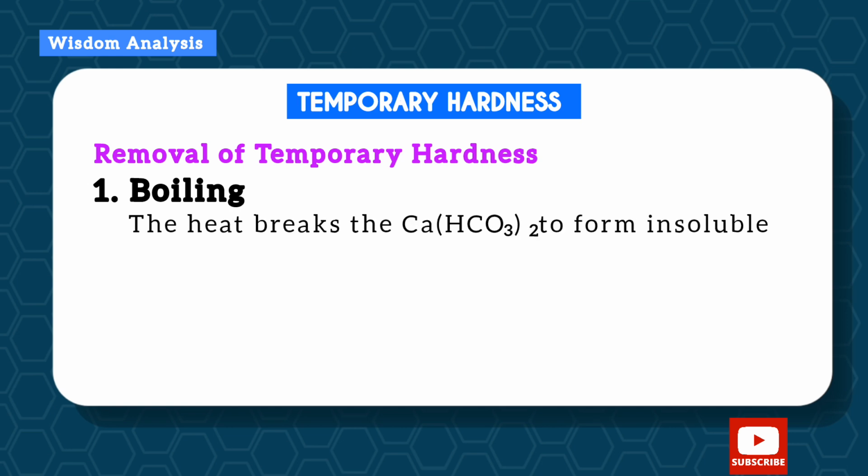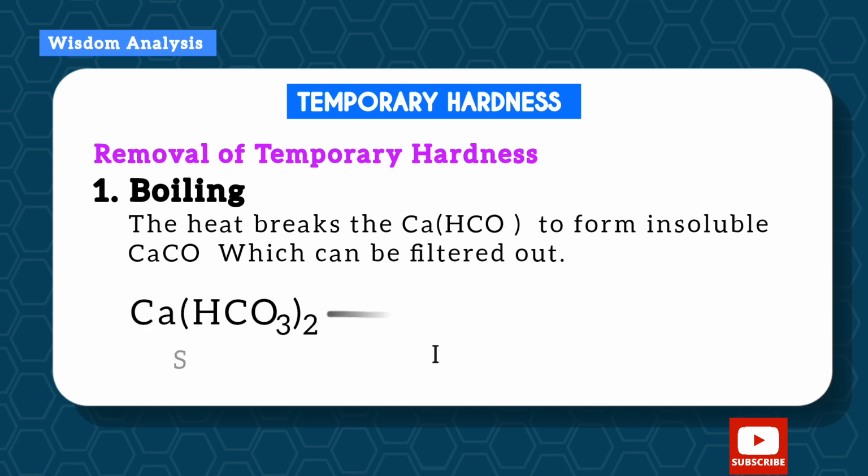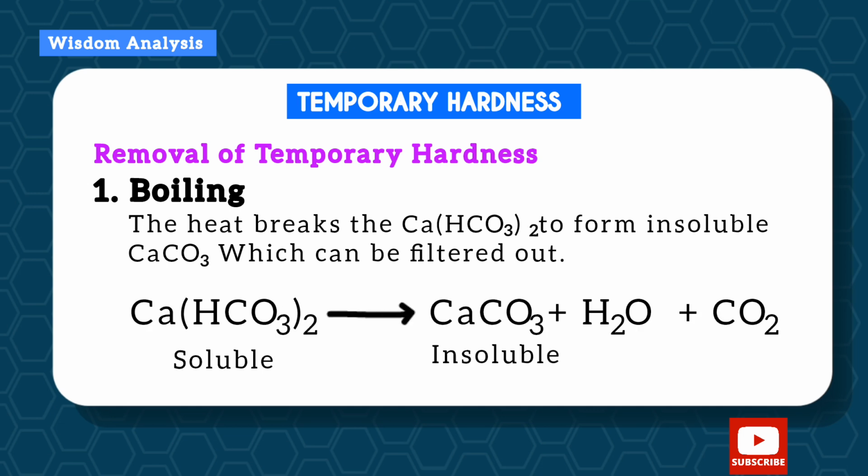Now when we boil it, the heat breaks the calcium hydrogen trioxocarbonate 4 to produce insoluble calcium trioxocarbonate, which can be easily filtered out. So the calcium hydrogen trioxocarbonate 4 was soluble, but when we heat it, it produces the insoluble calcium carbonate, which can be easily filtered out.